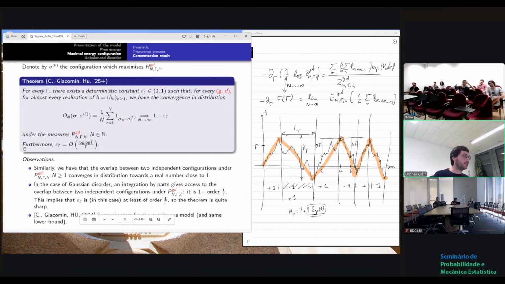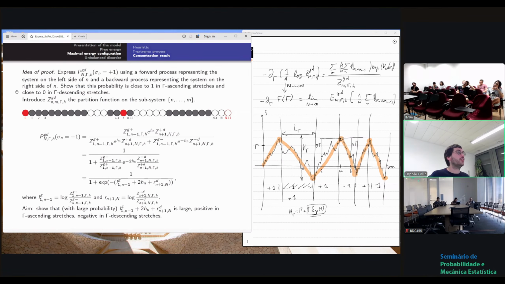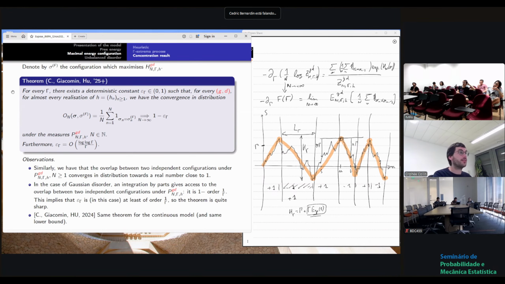And finally, in a previous work in 2024, we showed the same thing for the continuous model, that the configurations of the continuous model are very close to the maximal energy configuration with respect to the overlap. Sorry, can you recall what is the continuous model?